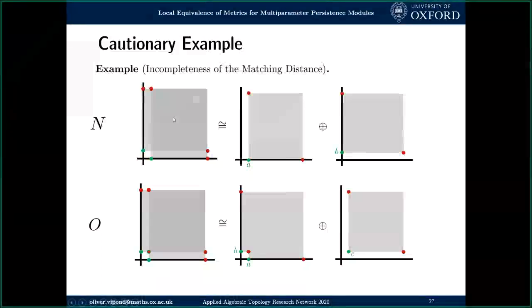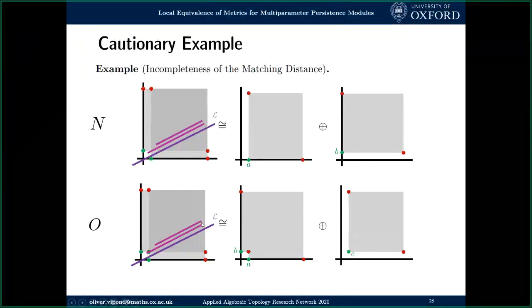So I just wanted to also state this example, which exhibits the incompleteness of the matching distance. It shows that the matching distance really is not a complete invariant for multi-parameter persistence modules. So here I've sketched two 2-parameter modules N and O, which are both interval decomposable. And if we think about the fibered barcode of these two objects, well, if we take a line which slices the support of this module, we're going to give rise to 2 bars.